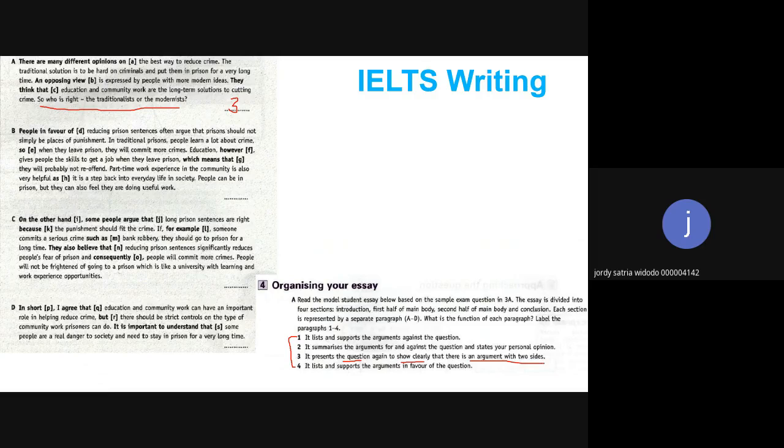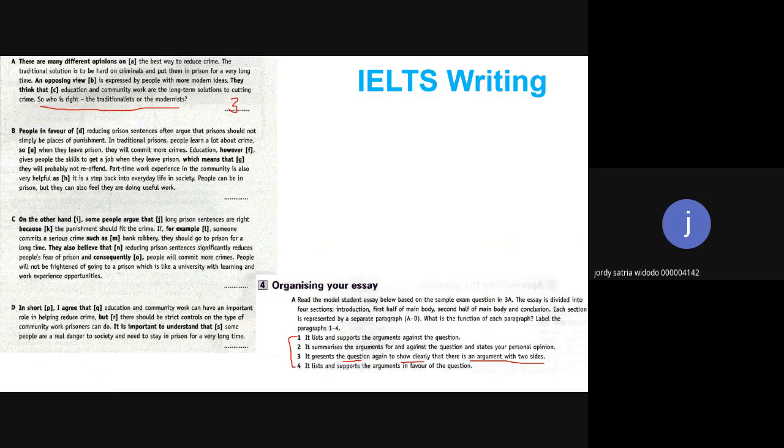Part-time work experience in the community is also very helpful, as it is a step back into everyday life in society. People can be in prison, but they can also feel they are doing useful work. So there are two opposing views here, those traditionalists and those modernists.